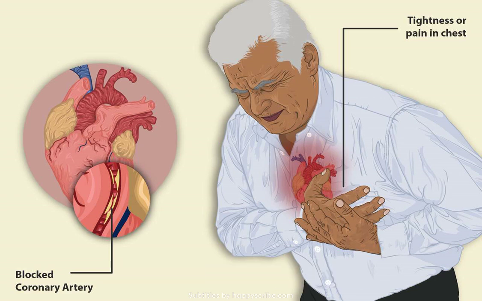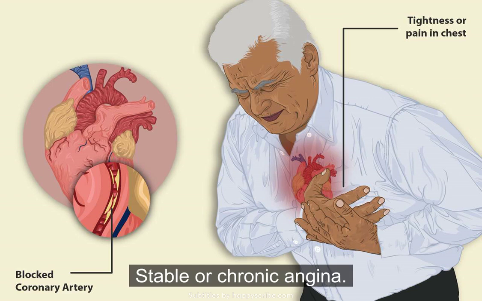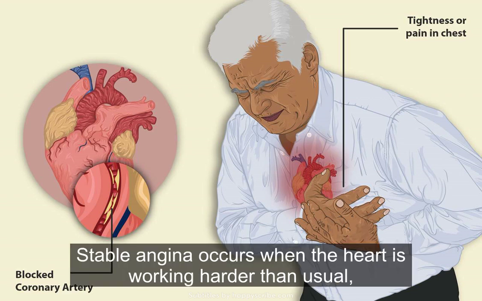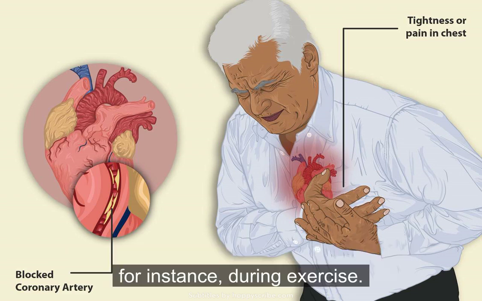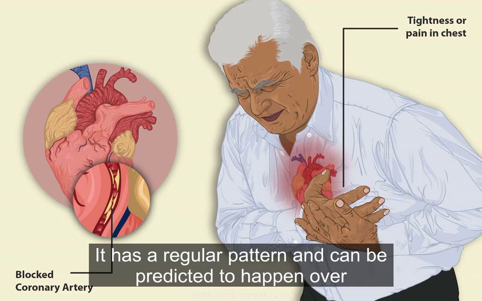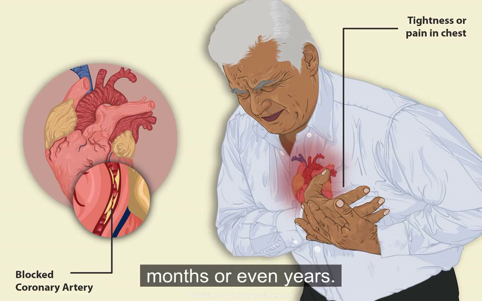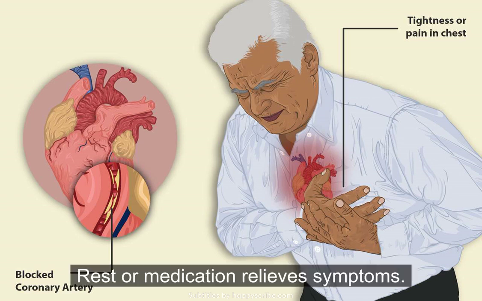Types. Stable or chronic angina. Stable angina occurs when the heart is working harder than usual, for instance, during exercise. It has a regular pattern and can be predicted to happen over months or even years. Rest or medication relieves symptoms.